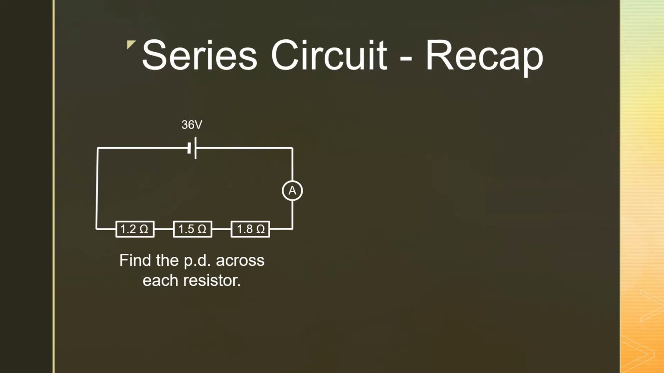The first one is to work out the total resistance to start with. So we're going to use the relationship RT is equal to R1 plus R2 plus R3. We're going to add together 1.2, 1.5 and 1.8, and we're going to get a total resistance of 4.5 ohms. So the total resistance of this circuit is 4.5 ohms. We know that the total potential difference is 36 volts. So how do we work out the current? We use Ohm's law.